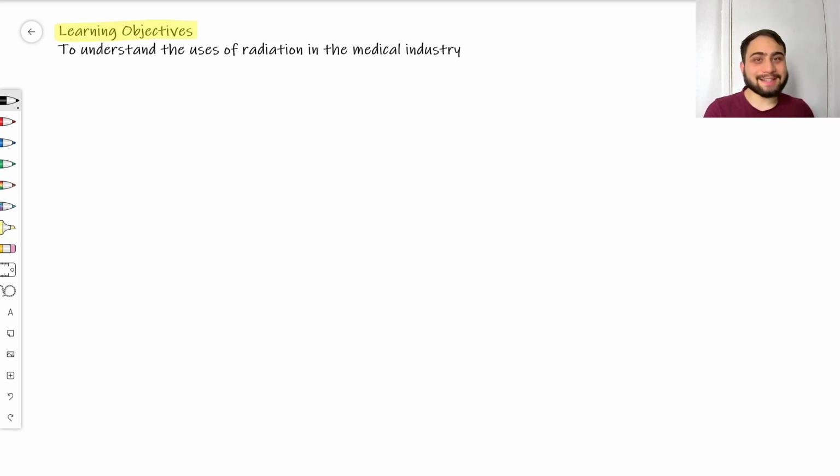So I've already said our learning objective, but our learning objective is only to understand the uses of radiation in the medical industry. So if you're ready, let's get right into it.